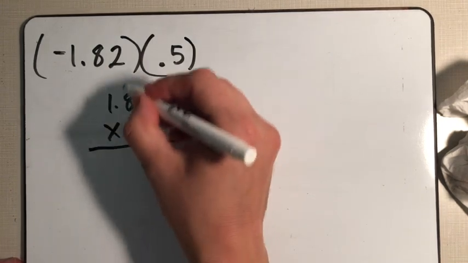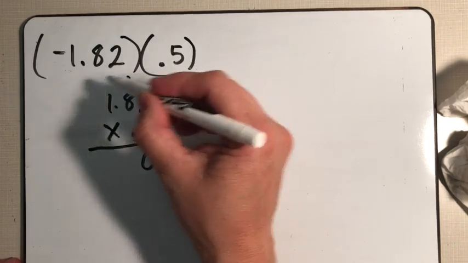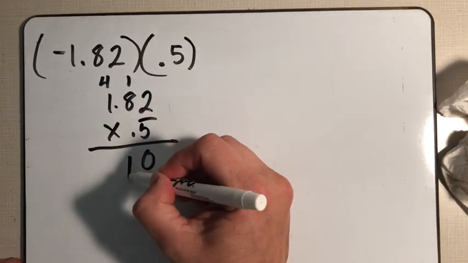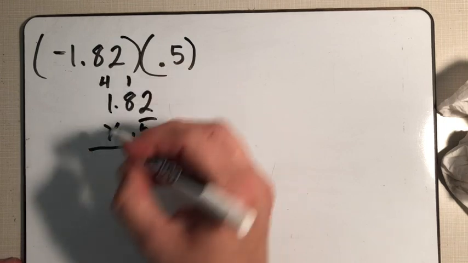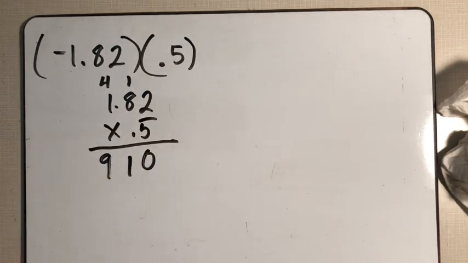5 times 2 is 10. 5 times 8 is 40, plus 1 is 41. 5 times 1 is 5, plus 4 gives me 9. So that's my multiplication. Then I have to deal with the decimal.